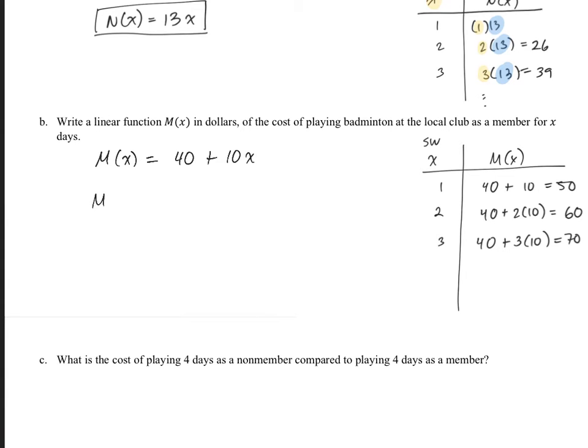All right, let's rewrite this so it's in the normal order we see with the variable first. So I'll rewrite it as 10x plus 40. Okay, the base pay of 40, and then the $10, which changes however many times I play. So if I went and played twice, that'd be 10 times 2 plus the base pay, and so on.